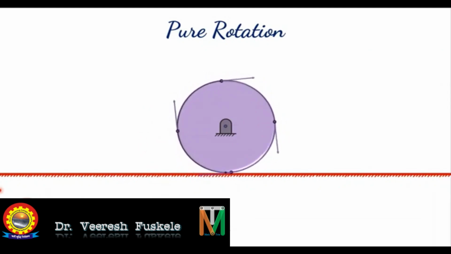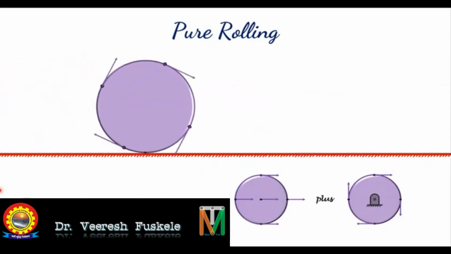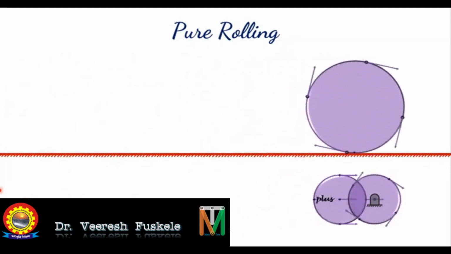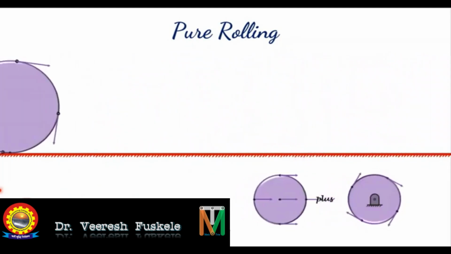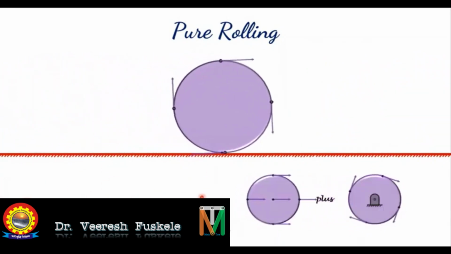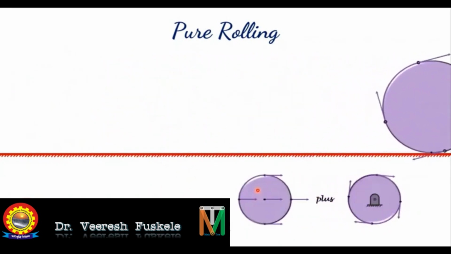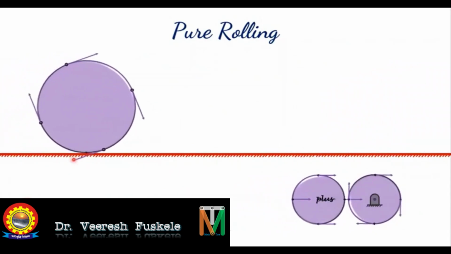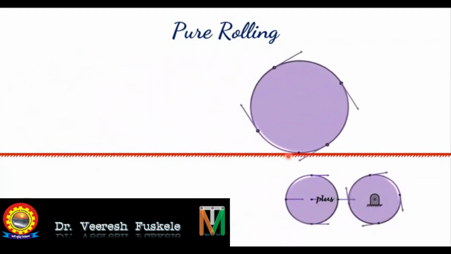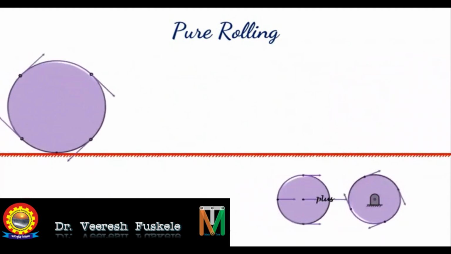Let us now see what pure rolling is. Pure rolling takes place with the combination of translation and rotation both. So there will be a pure translation motion and also a pure rotation motion in combination with each other. Simultaneously both the processes will take place. You can see here the point of contact is intact between the body and the surface. There is no slipping taking place. So this is how pure rolling takes place.